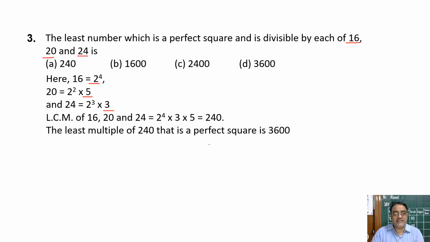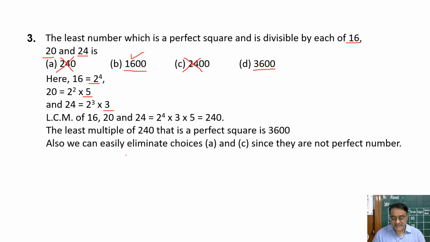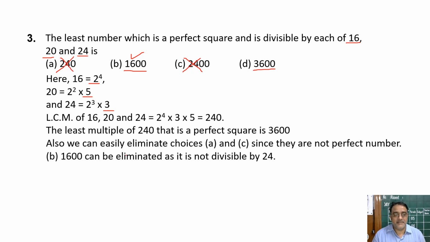We can also do this by the elimination method. See how we do it by elimination: we can eliminate these two because they are not perfect squares. Only two numbers are perfect squares. And 1600 is not divisible by 24, so we can eliminate this also. We can easily eliminate choices A and C as they are not perfect square numbers, and 1600 can be eliminated as it is not divisible by 24. So the correct answer is D.